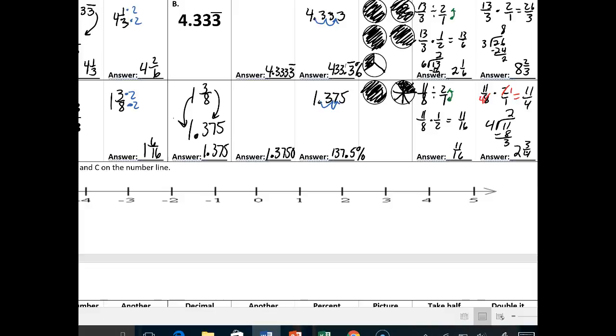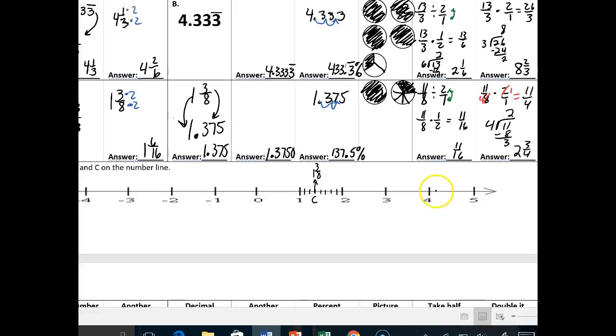Okay, where can I place these original ones that I got on the number line? So 1 3/8, I can divide this up into eighths. So 1/8, 2/8, 3/8, 4/8, 5/8, 6/8, 7/8. 1 3/8, 1, 2, 3, right there. 1 3/8. That's where C would go.